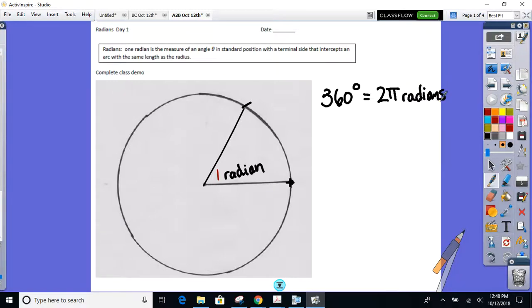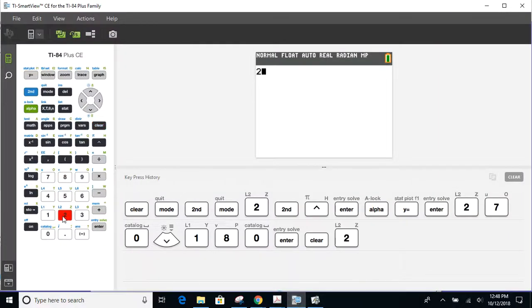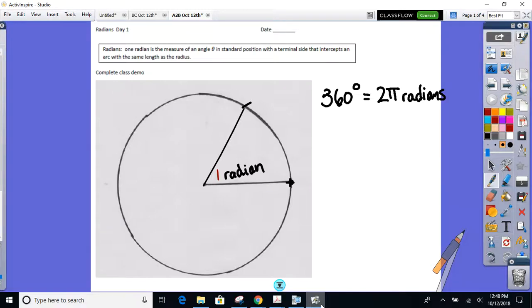Here's why I'm saying 2 pi. If you have a calculator in front of you, calculate the number value for 2 pi. It's right above the caret. 6 and change, right? So 360 degrees is equivalent to 2 pi radians, or 6 and a little more. That's what you just proved on your circle.